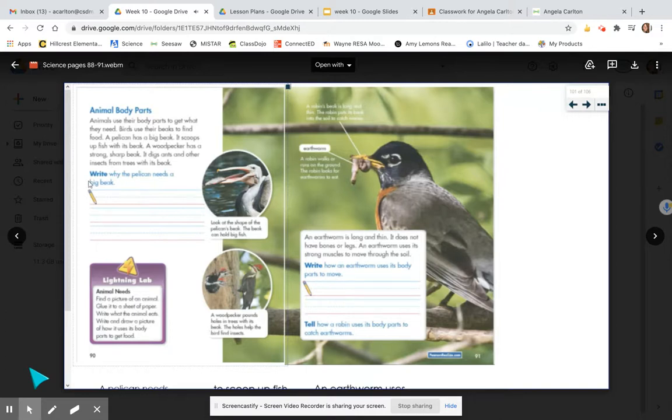Now we're going to write why the pelican needs a big beak. So thinking about what you read, what you see in the photograph, why does a pelican need a big beak? You could start with, a pelican needs a big beak, and tell why. Pause the video to write your answer. And the correct answer is a pelican needs a big beak to scoop up fish.